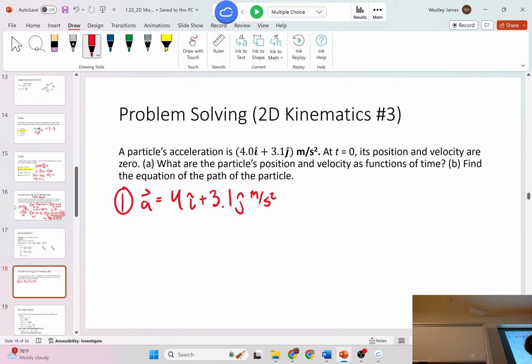All right, so we want to find position and velocity. So we want the velocity with respect to time. We want the position with respect to time in vector notation. How do we do this? We remember the conceptual definitions. Technically it's math, but conceptual is really what it leans on. That acceleration is the derivative of velocity with respect to time.